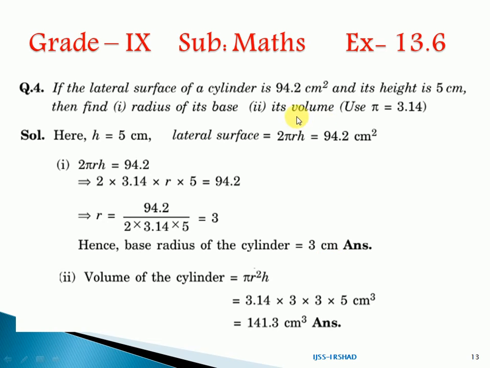Now you want to find its volume. So volume of the cylinder is equal to pi R square H. Pi value they have given. R you have got here, radius 3. So 3 into 3 because R square, or 3 square you can write, that will also come 9. And H is 5. Now you can multiply all this, you will get this answer, 141.3 centimeter cube.